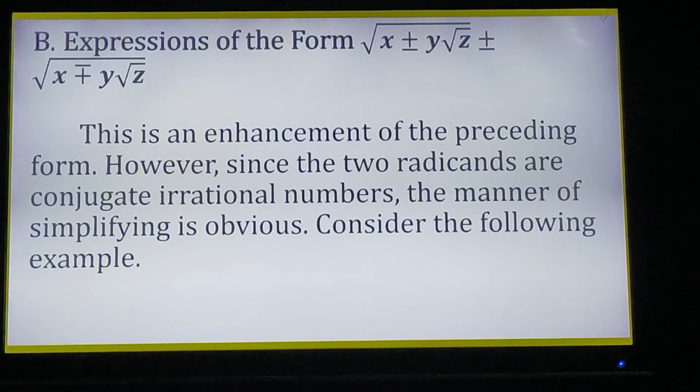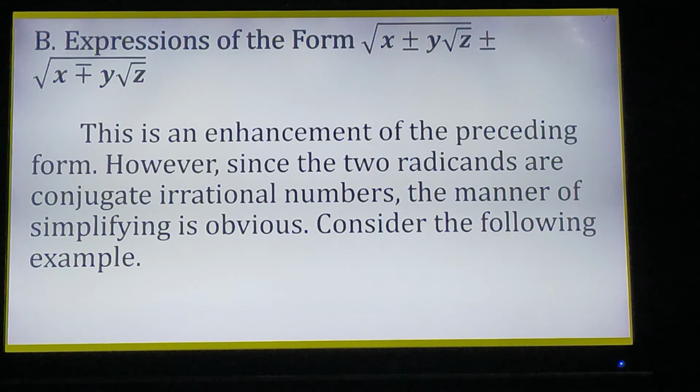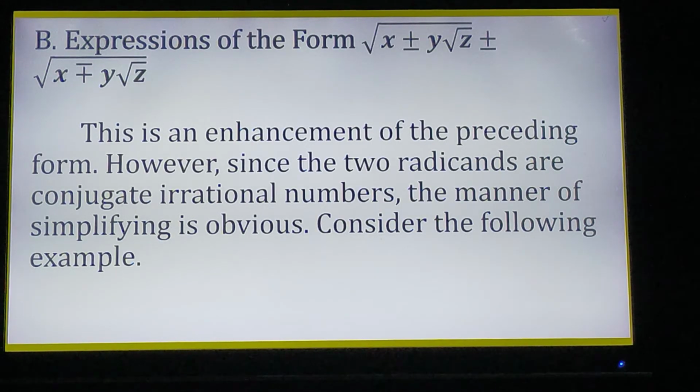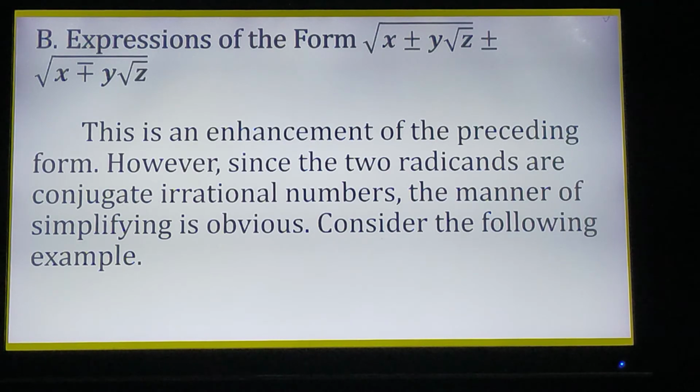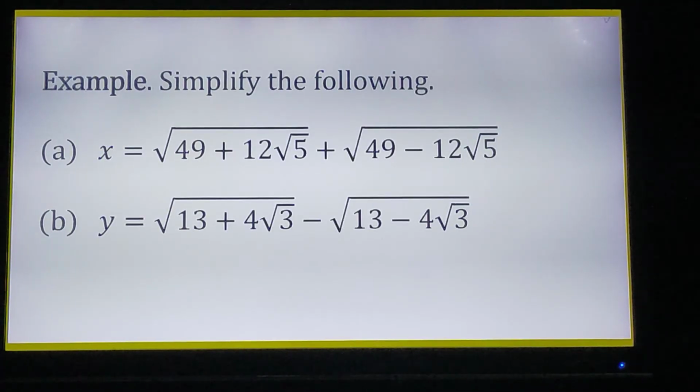Now, consider expressions of the form square root of x plus or minus y times the square root of z, plus or minus the square root of x minus or plus y times the square root of z. This is an enhancement of the preceding form. However, since the two radicands are conjugate irrational numbers, the manner of simplifying this number is obvious. Consider the following example.